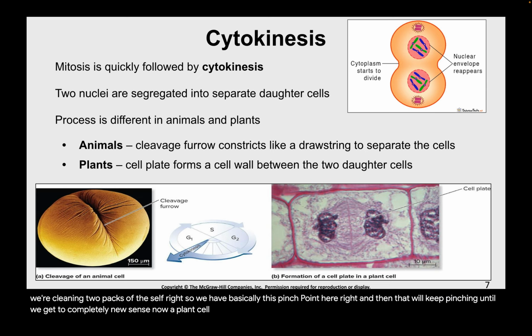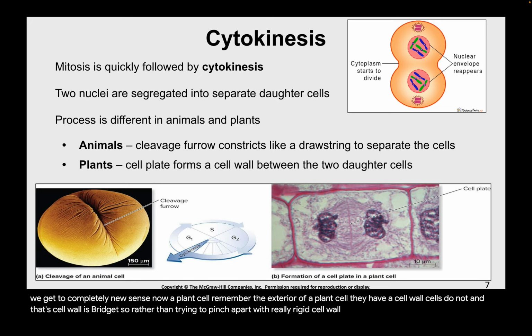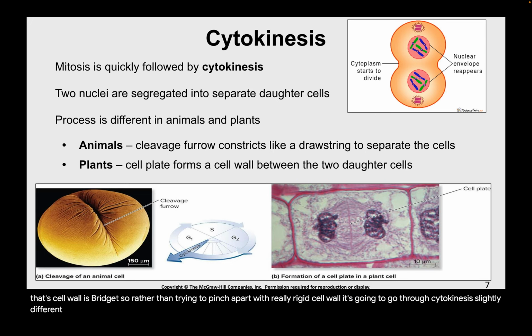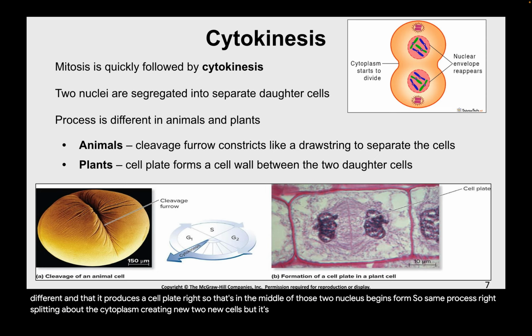Now a plant cell, if you remember the exterior of a plant cell, they have a cell wall, which animal cells do not. And that cell wall is rigid. So rather than trying to pinch apart this really rigid cell wall, it's going to go through cytokinesis slightly differently in that it produces a cell plate. That's in the middle of those two nuclei. This plate begins to form, and then when it's fully formed, it creates a new plant cell wall, creating two new cells. So same process, splitting apart the cytoplasm, creating two new cells, but in slightly different ways.